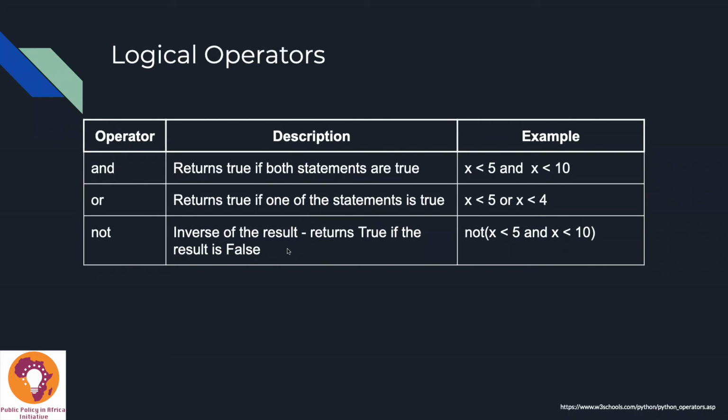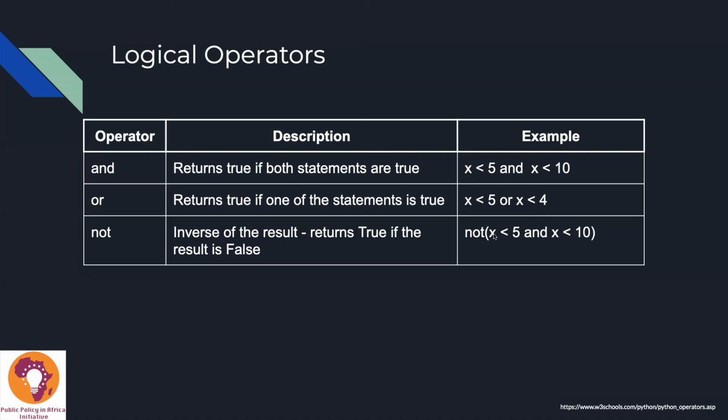And then not is the inverse of the result. It returns true if the result is false. So if you say not x is less than 5 and x is less than 10, based on whatever this evaluates to, it'll be flipped basically. So using our example of 7, if x is equal to 7, then is 7 less than 5? No, so that's false. Since both of them can't be true at that point, we already know this is going to be false, but then we not that, and that flips it. So now it's true, because the not is just basically taking the inverse of whatever result you got previously.